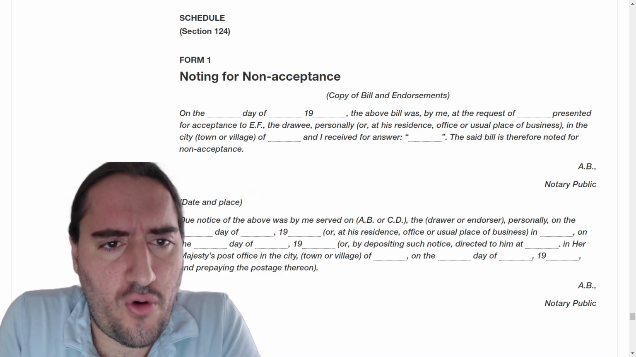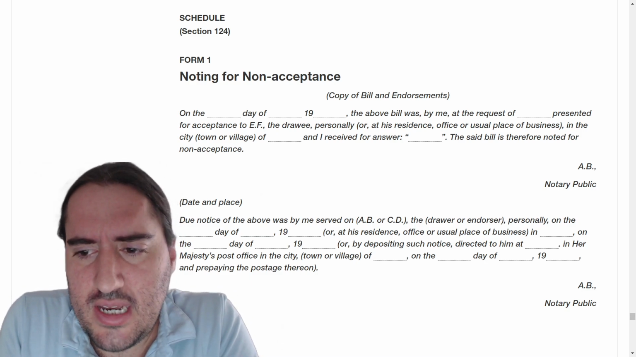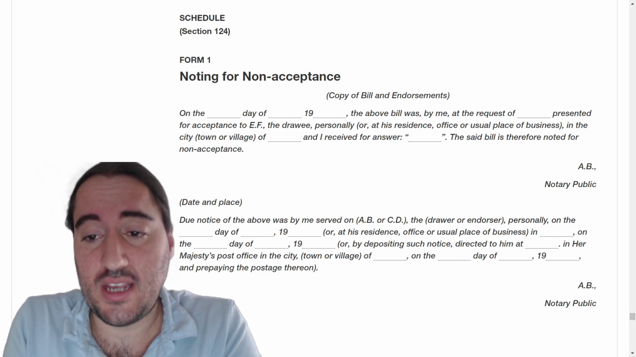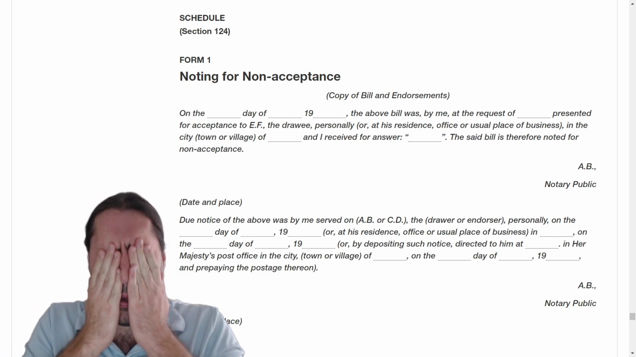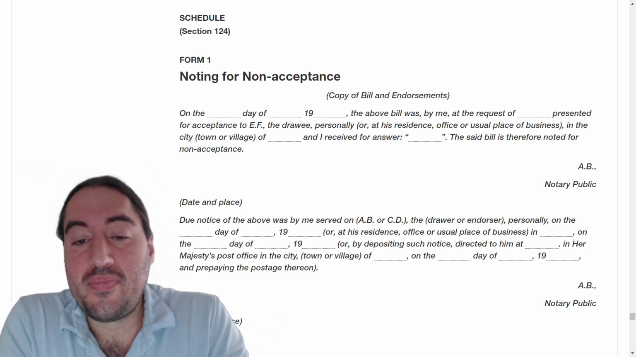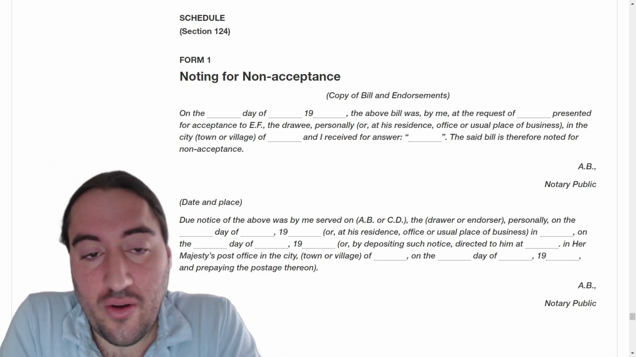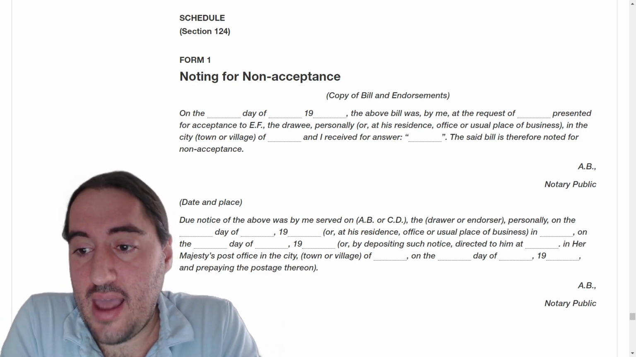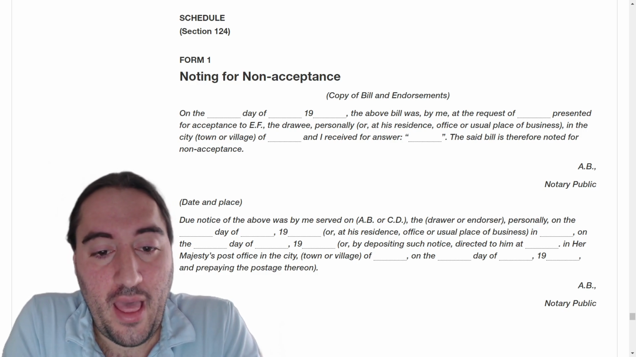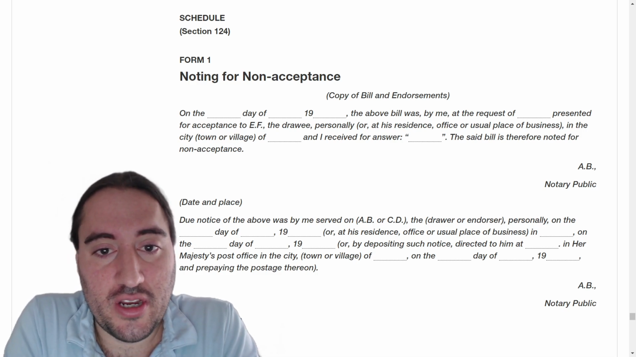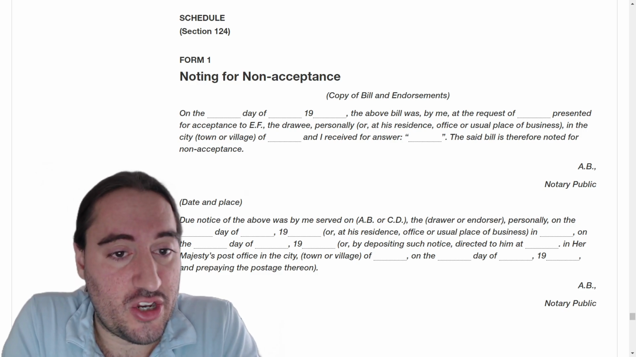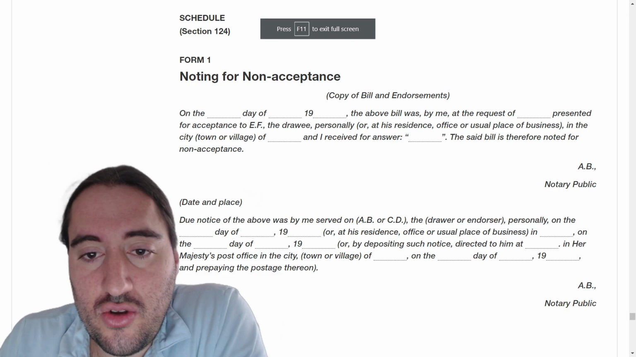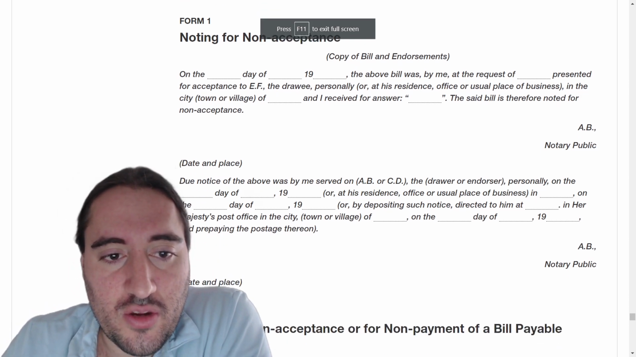Schedule, Section 124. So now these are templates, or let me not say notes, because that means something else. These are letters that, if you're doing one of these things, for example, noting for non-acceptance, you can use, prescribed by the law, to send to the person that you're sending it to. So the first one is noting for non-acceptance. Copy: you attach a copy of the bill and the endorsements.